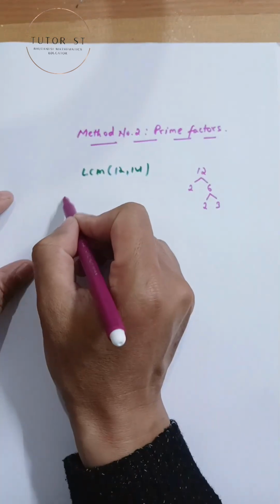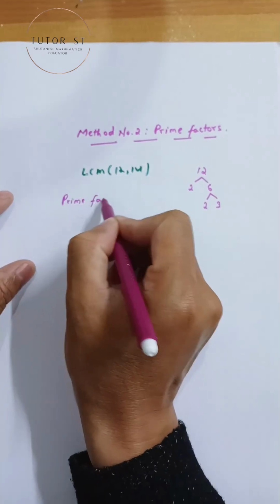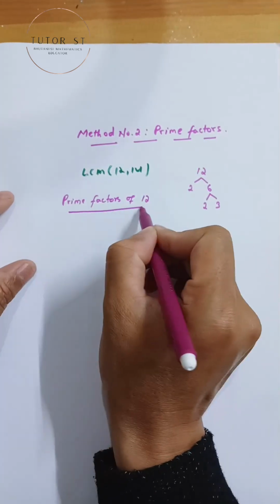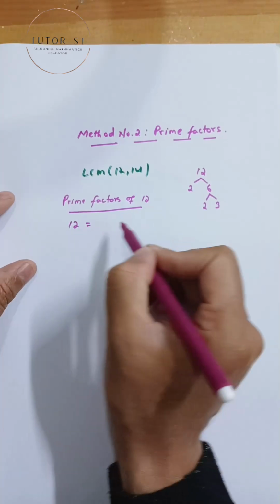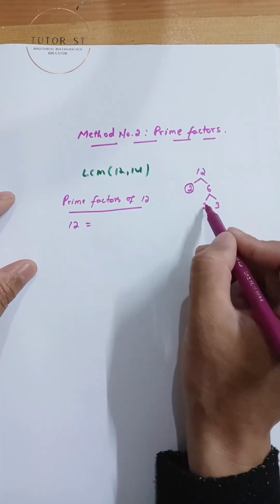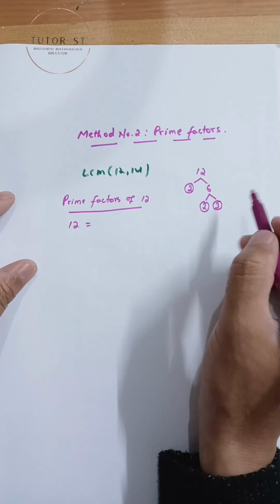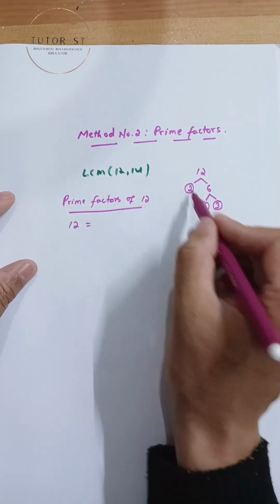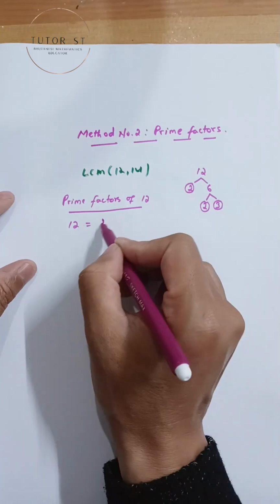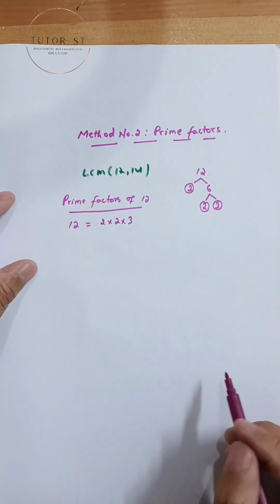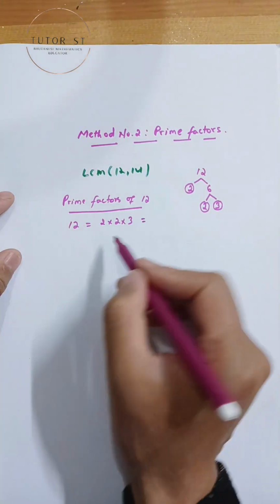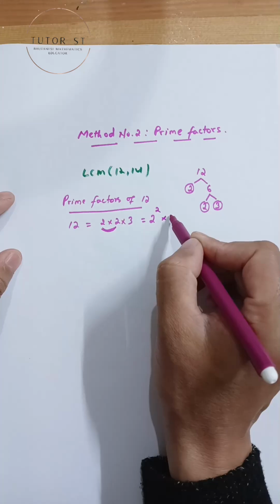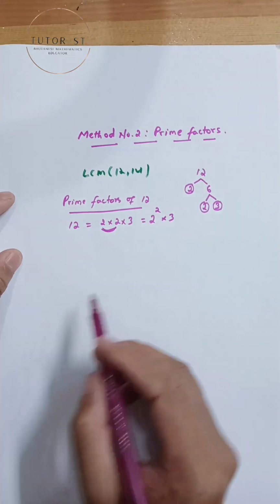Therefore, if I list down the prime factors of 12, I need to multiply whatever I have at the extreme. These are called leaves, so I need to multiply these leaves together. I'm going to get 2 times 2 times 3. And if I write this as a power, I have two 2's, therefore you can write this as 2 raised to the power of 2 times 3.